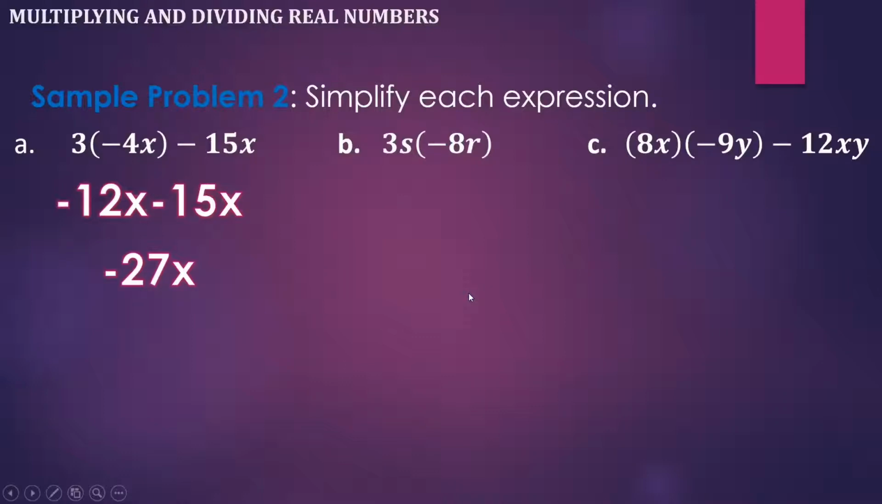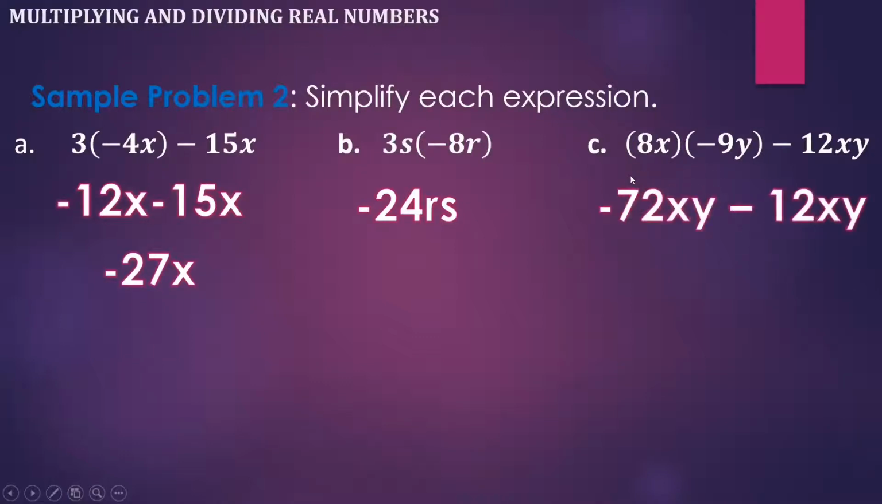If I look at the next one, this is just multiplying. So I'm going to multiply my numbers times my numbers and then my variables to give me negative 24 RS. C is kind of like A. It's kind of a mixture of A and B. I'm going to first multiply. I'm going to get negative 72xy. Then I have minus 12xy. That leaves me with negative 84xy. Do you see how the two concepts are merging together here?